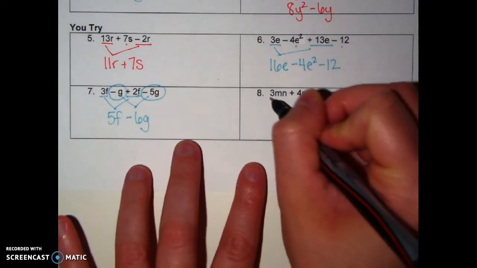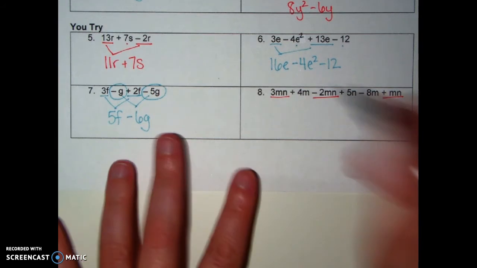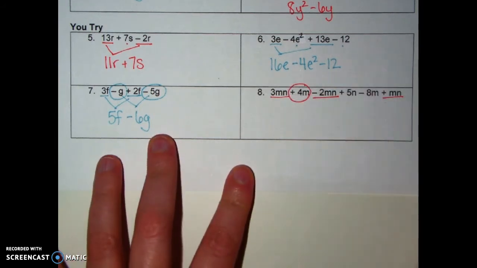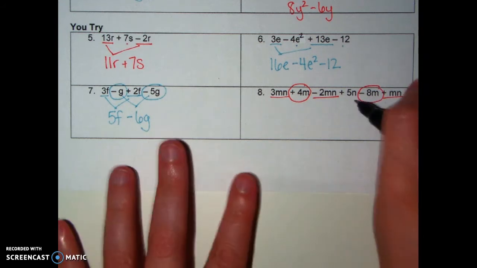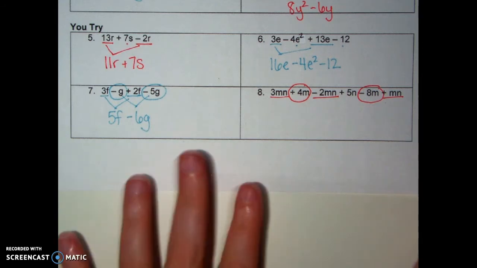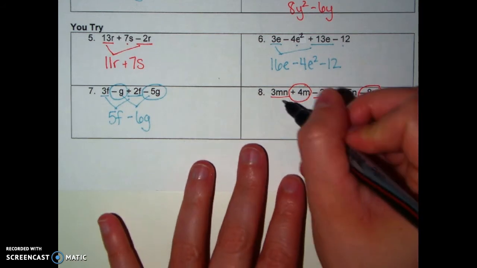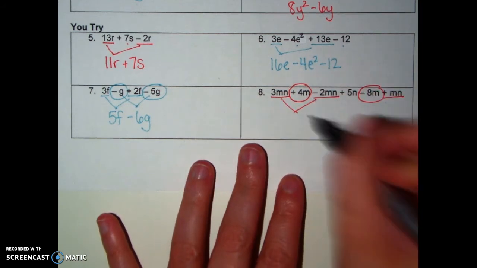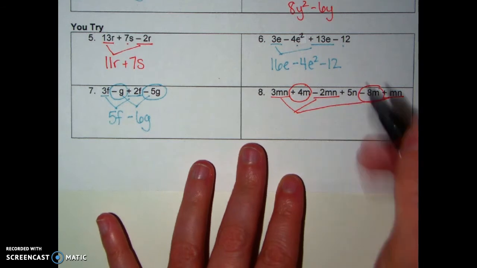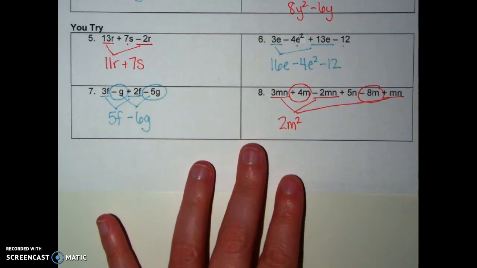Let's see. I have mn, another mn, and that last mn there at the end. I have an m, and I have another m. That 5n is all by itself. It does not have anything to match up with it, so that will come straight down into the answer. So I'll do all three of the mn's in the same one. So 3 minus 2 is 1. 1 plus 1 is 2. So that becomes 2mn.